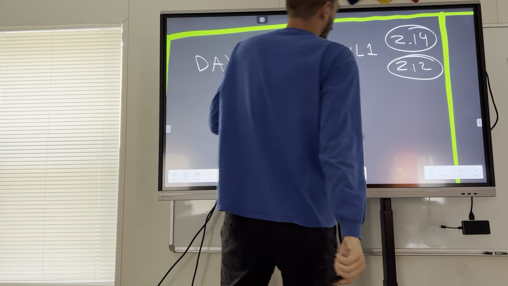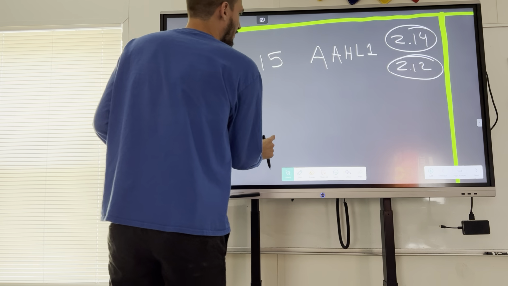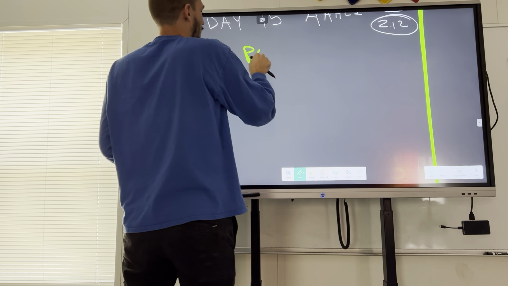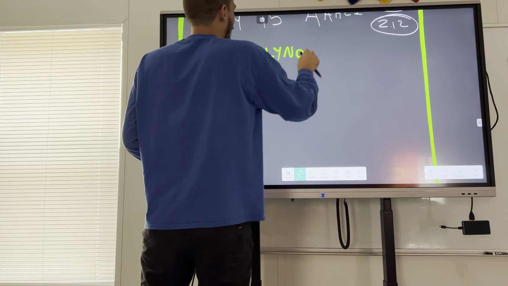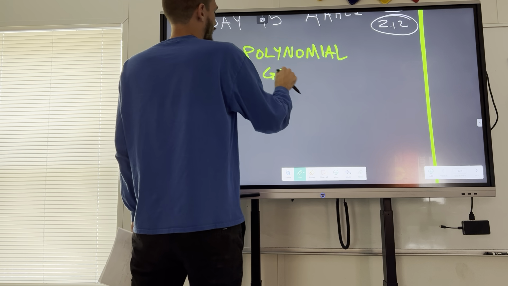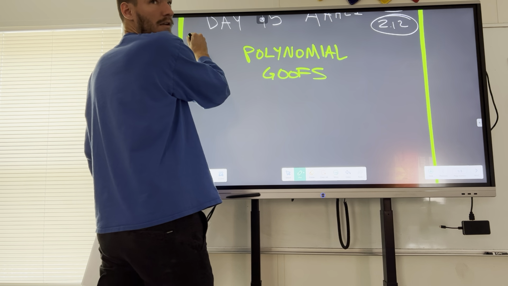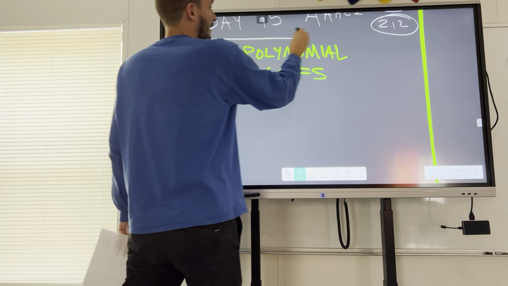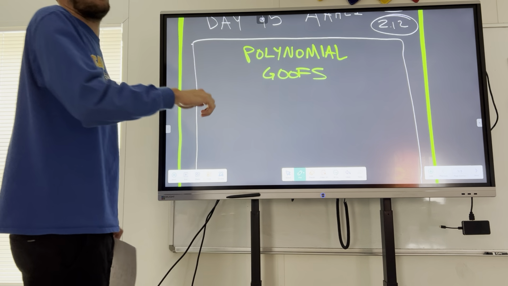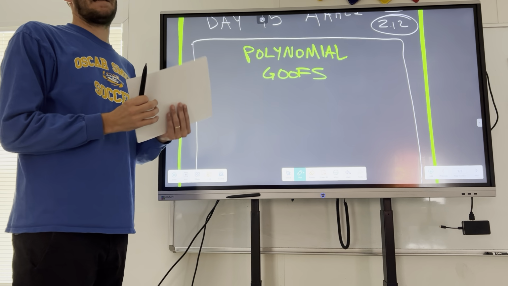Today we're going to look at 2.12 and 2.14, and we are going to begin, like I mentioned a little bit, I have some polynomial goofs to straighten out. Is this AAHL? Yes. Pretty much as soon as you get towards the double digits of the 2.12, 2.10, most of the SL stuff doesn't really make it that far.